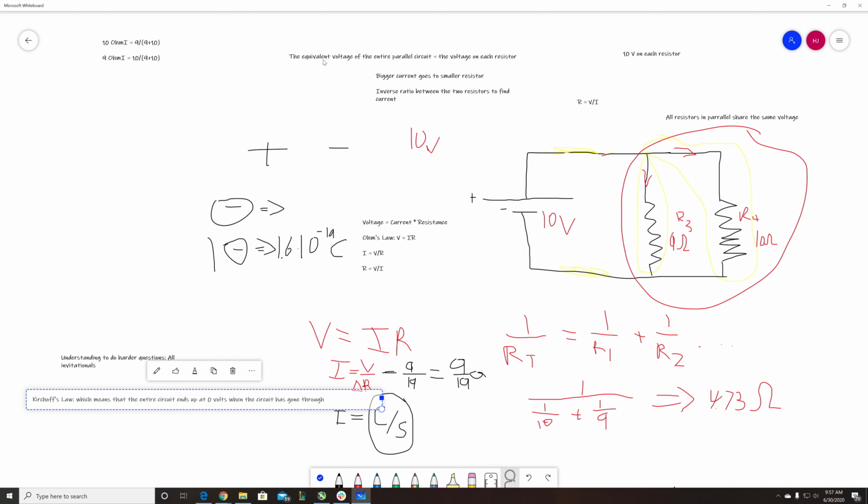The true way to do this is that we're applying this very good formula: voltage equals IR. You can use that on each of these resistors. You can use it on each of the resistors. That is the key point.